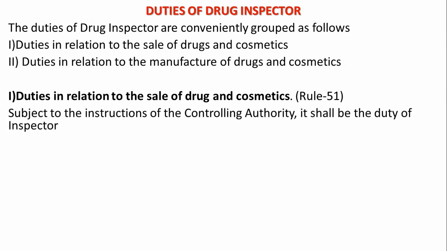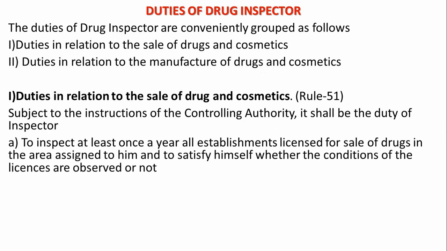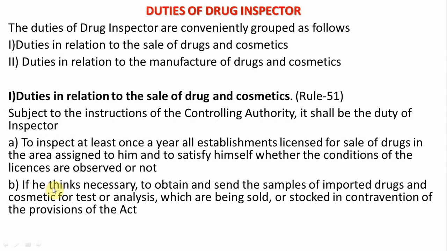Subject to the instruction of the controlling authority, it shall be the duty of inspector first to inspect at least once a year all establishments licensed for sale of drugs in the area assigned to him, and to satisfy himself whether the conditions of the licenses are observed or not. Then, if he thinks necessary, to obtain and send the samples of imported drugs and cosmetics for test or analysis, which are being sold or stocked in contravention to the provisions of this DNC Act.